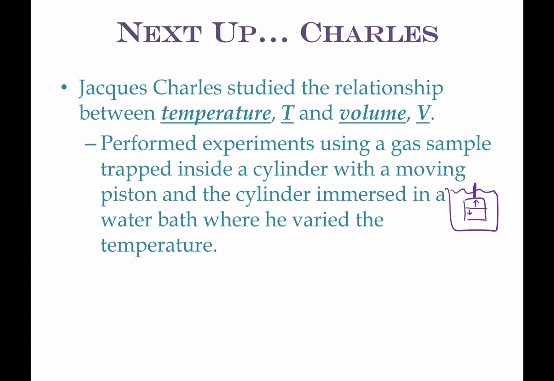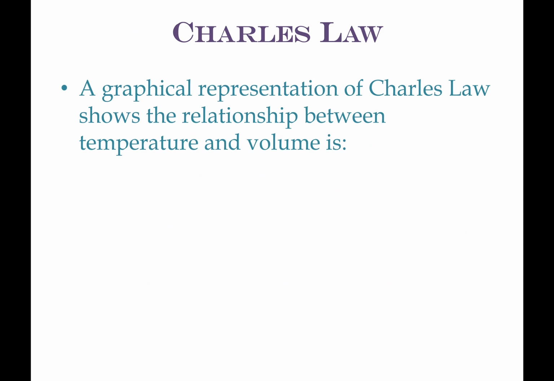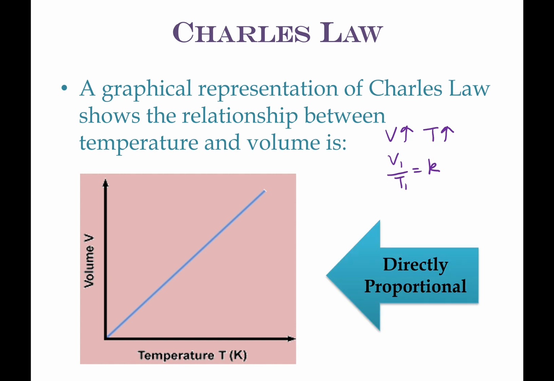He actually got a lot more than he thought he would. He found that the volume increased as temperature increased. But he also found the absolute temperature scale. But let's take a look first at the graphical representation. So if volume goes up, temperature also goes up. What kind of relationship is that? So V1 over T1 is equal to a constant. That is known as directly proportional. So as one goes up, the other one goes up.